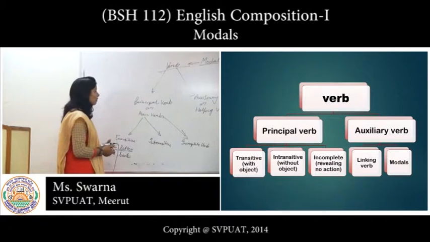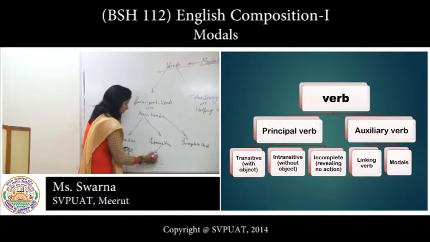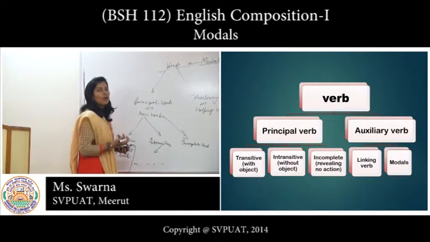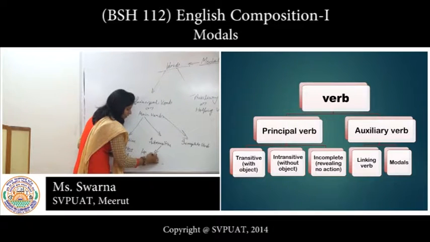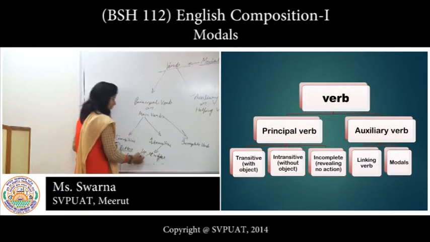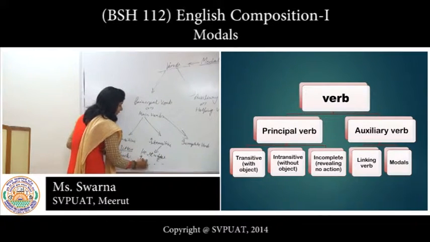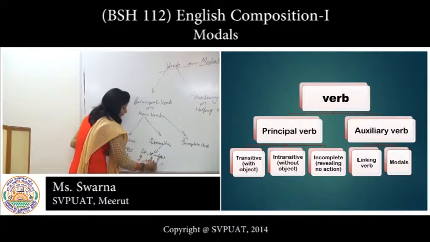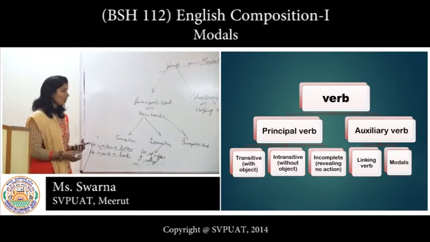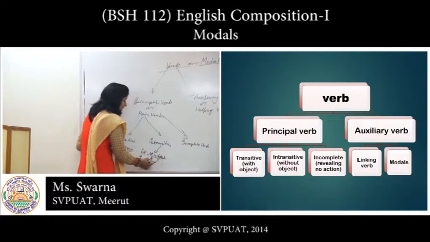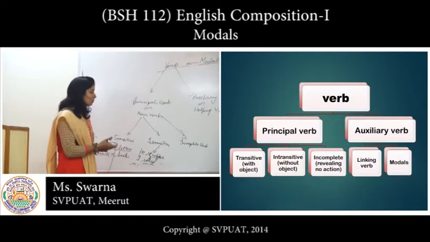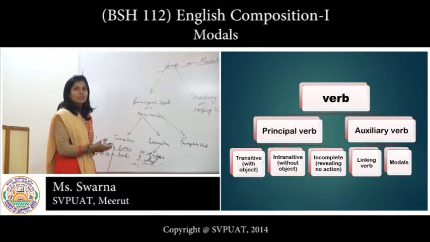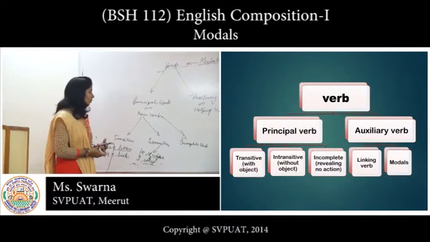The second part of principal verb is intransitive verb, which is used without an object, like he studies, I sleep. So these are the main verbs: in the first sentence study and in the second sentence sleep. These are the principal verbs which are used in a sentence without an object. So these verbs are intransitive verbs.